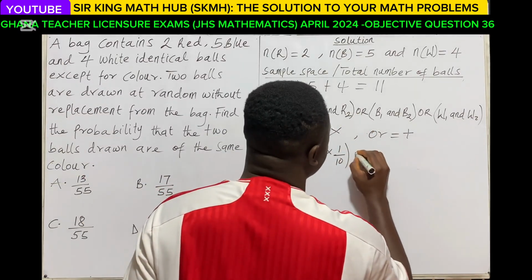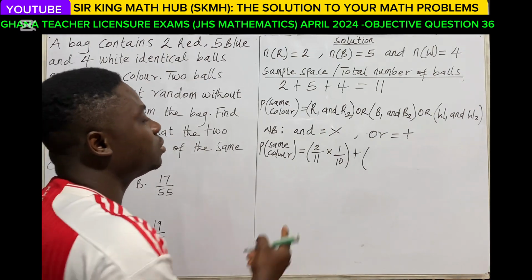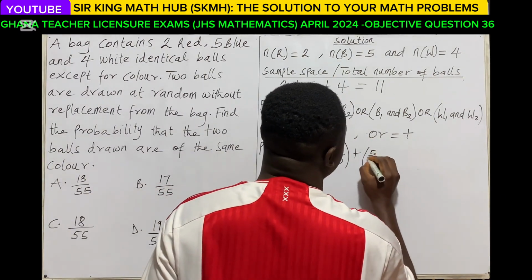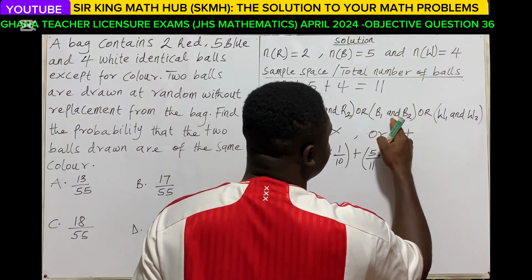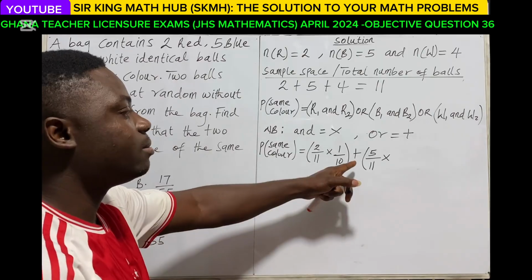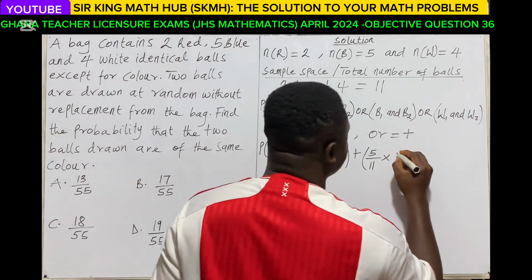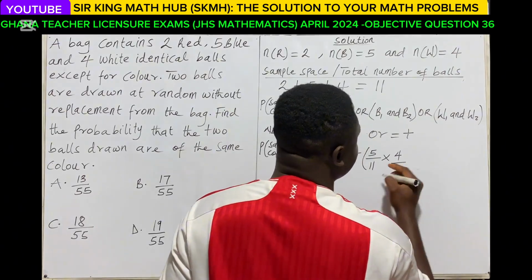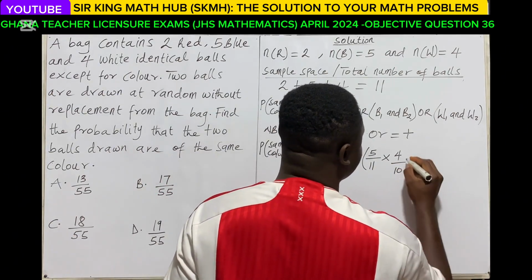"Or" means addition. Now the probability of selecting a blue ball. We have 5 blue balls divided by the sample space, which is 11. And means multiplication. Remember, a blue ball has been selected and it hasn't been replaced, so we'll be left with 4 blue balls. And then the total number of balls will be left with 10.